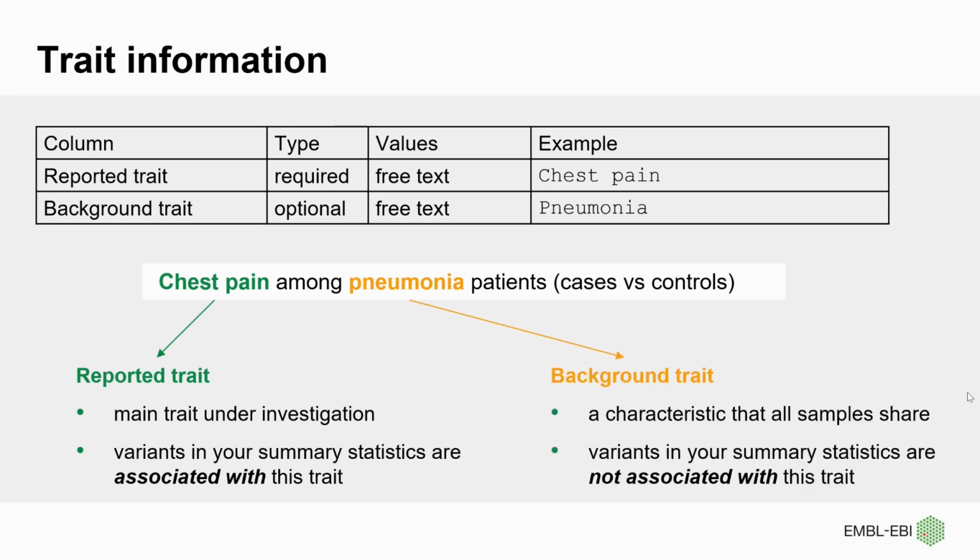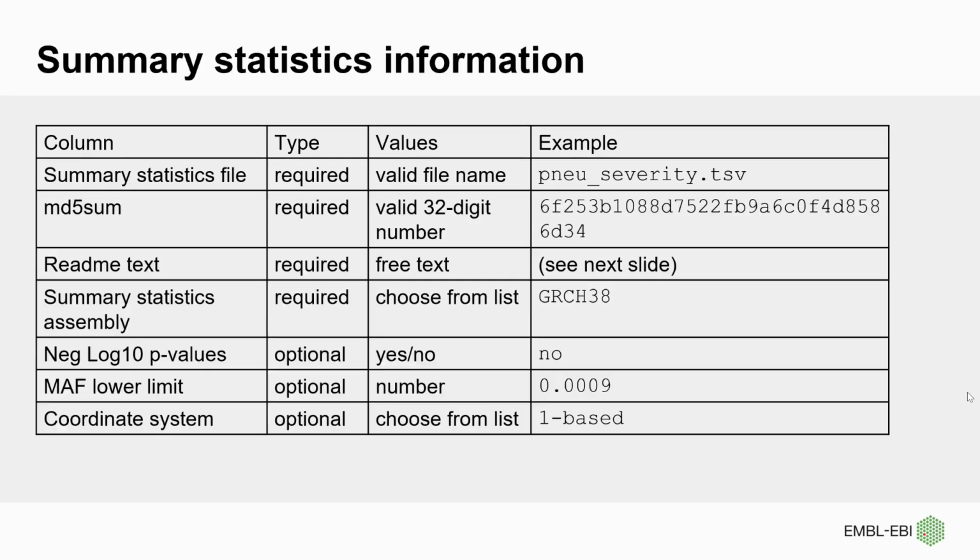Whereas pneumonia in this case would be the background trait. So a characteristic that all of the study participants share, but the variants in the summary statistics are not being tested for association with pneumonia in this case. It's rather just a part of the background context of the study.